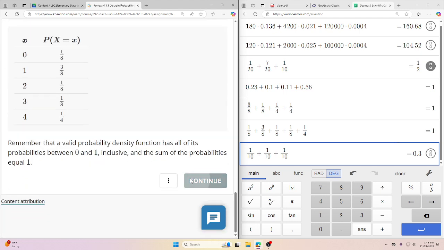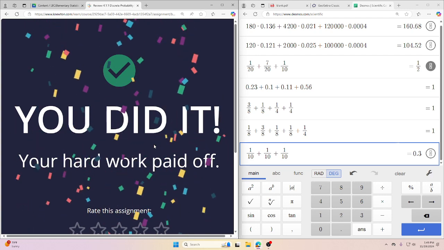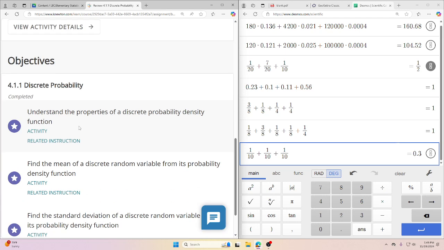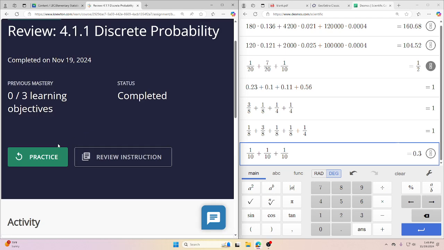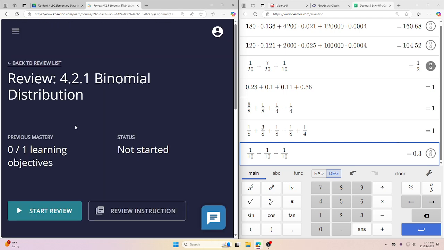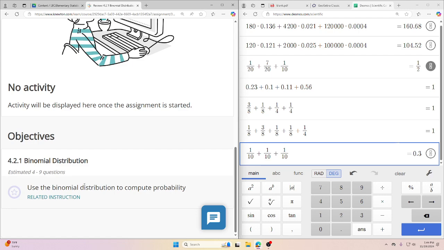Let's keep cruising and see what else we got here. Oh, we did it. Okay, good. So we did all those activities. We're gonna keep cruising. So you can keep going by practice, and you just keep on seeing more and more. Next one. So we only got one here. That's gonna be a lot quicker.